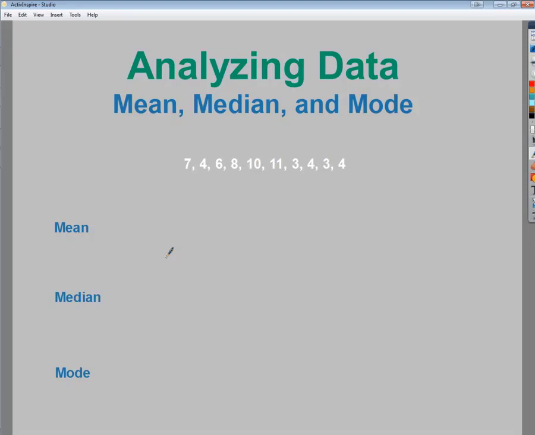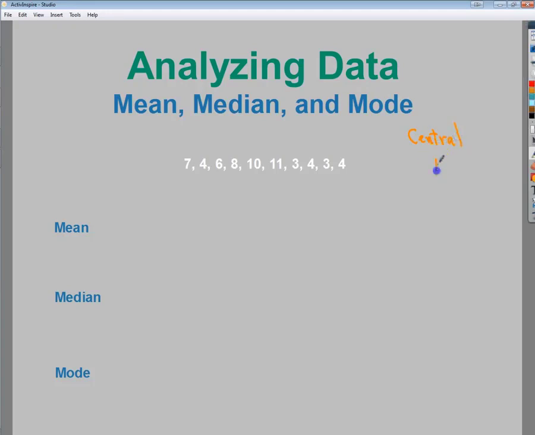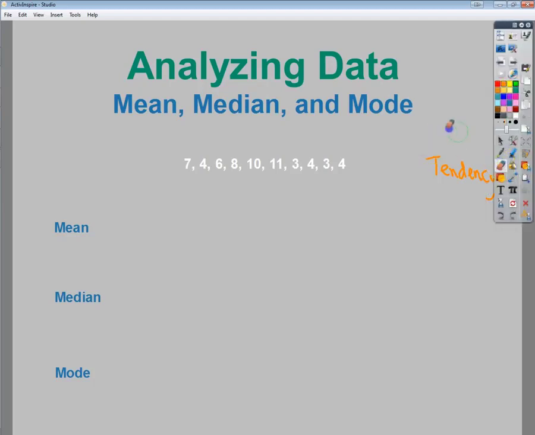The most common way, these are called measures of central tendency. I'll throw that in the corner over here. Central tendency, because you're saying something about where the middle of the number is, or what happens a lot, or that sort of thing. So all that's in play here.